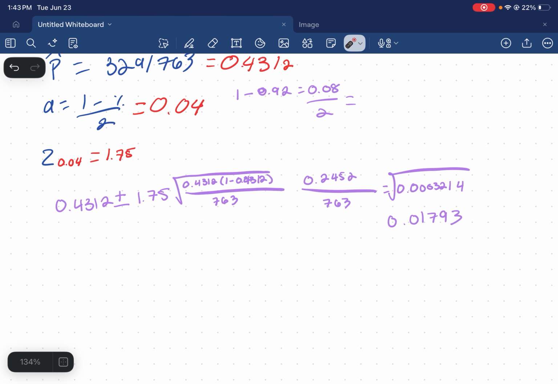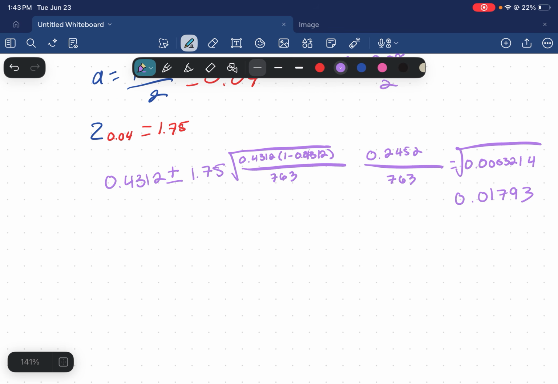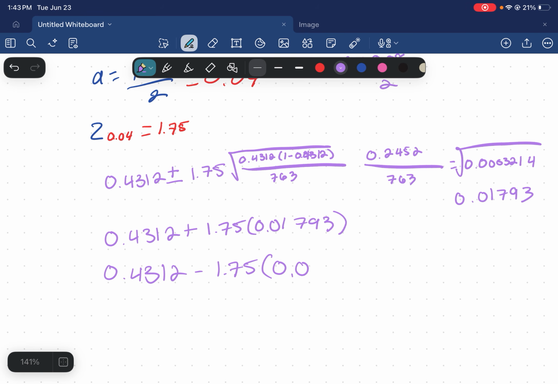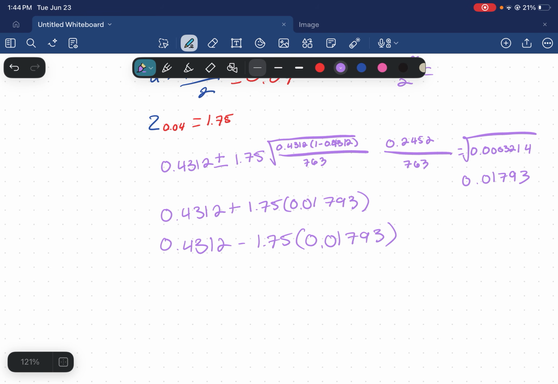So now that we have that data, we will do 0.4312 plus 1.75 multiplied by 0.01793. And then we're going to do 0.4312 minus 1.75 multiplied by 0.01793.